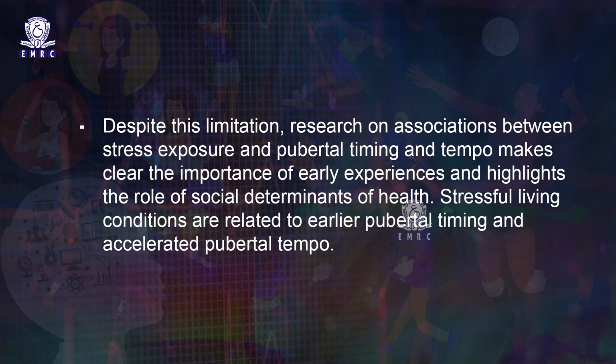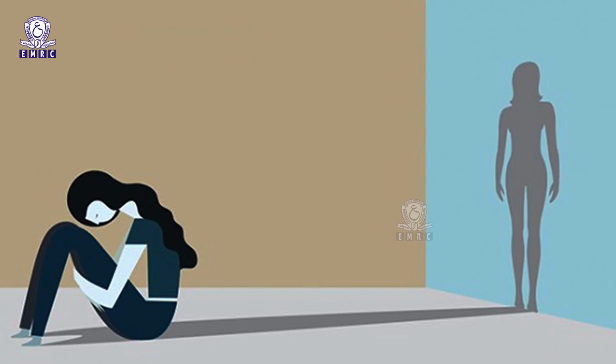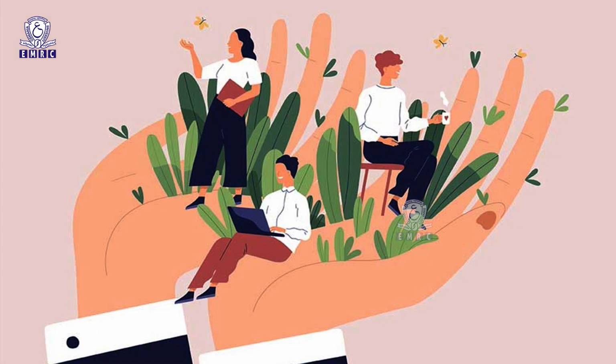Stressful living conditions are related to earlier pubertal timing and accelerated pubertal tempo. While early puberty may be an evolutionary adaptive response to context that reflects neurobiological plasticity, there are important consequences that suggest it may not be adaptive in terms of supporting a long-term path to health and well-being for youth living in the 21st century.